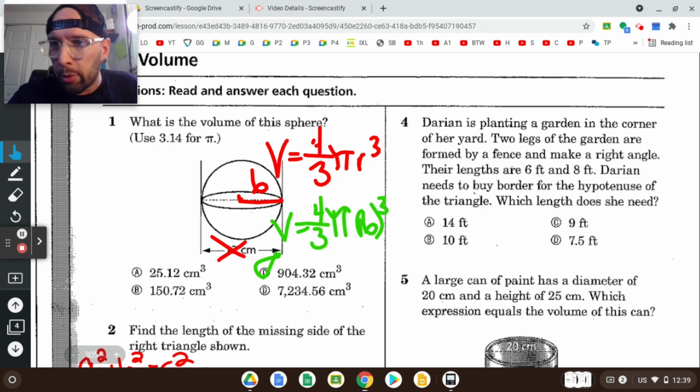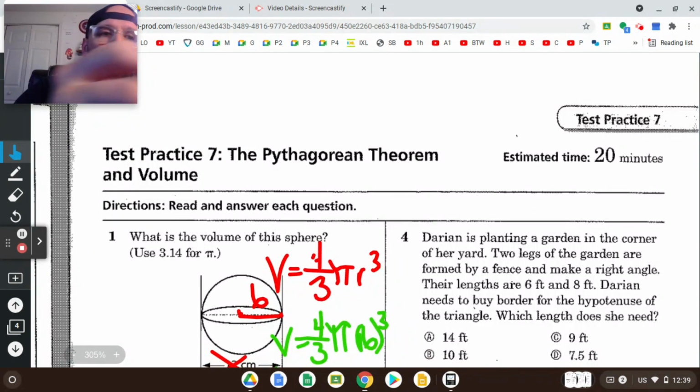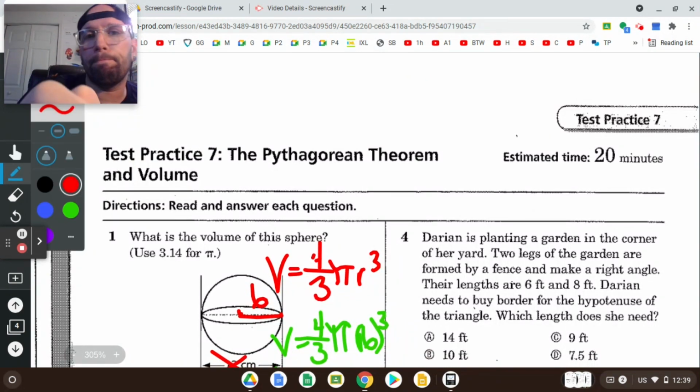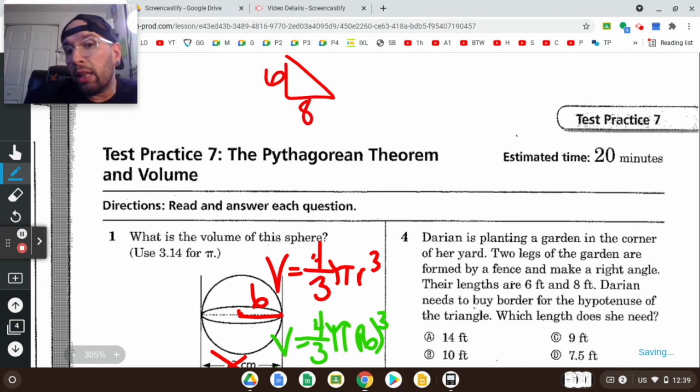All right, well, it tells me right here that I have a right triangle, so I'm going to draw that up here. It says that the legs are 6 and 8. Remember, legs is just fancy talk for the smaller sides. We need the hypotenuse, which is just fancy talk for the longest side.